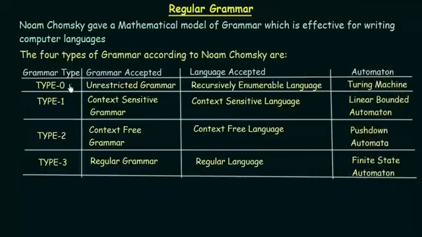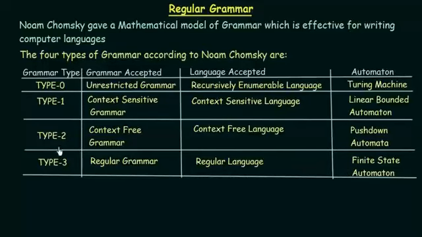The types of grammar according to Noam Chomsky are type 0 grammar, type 1 grammar, type 2 and type 3 grammars. We will discuss them starting from the bottom. First let's see type 3 grammar. In type 3 grammar, the grammar accepted is regular grammar, which we will be studying in this lecture, and the language accepted by this type 3 grammar is regular languages, which we have already studied in the previous lectures. The automaton that is used for designing this kind of grammar is finite state automaton, that is the finite state machines or finite state automata, which we have already studied in the previous lectures.